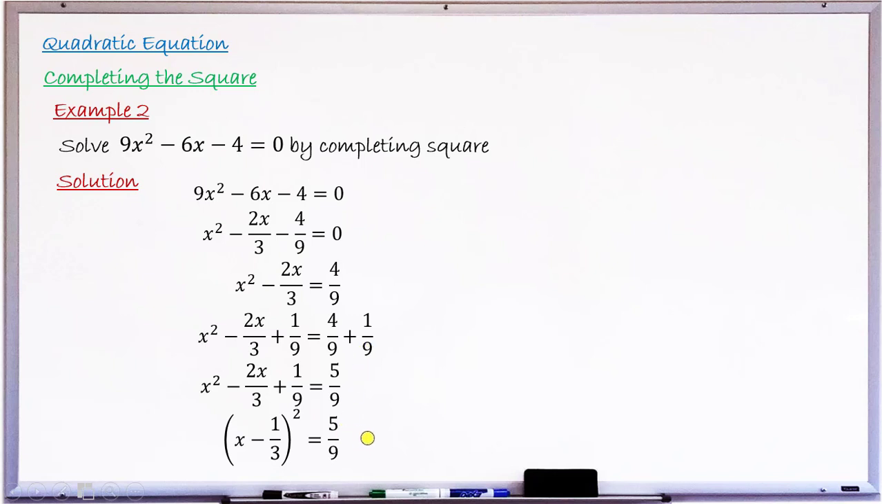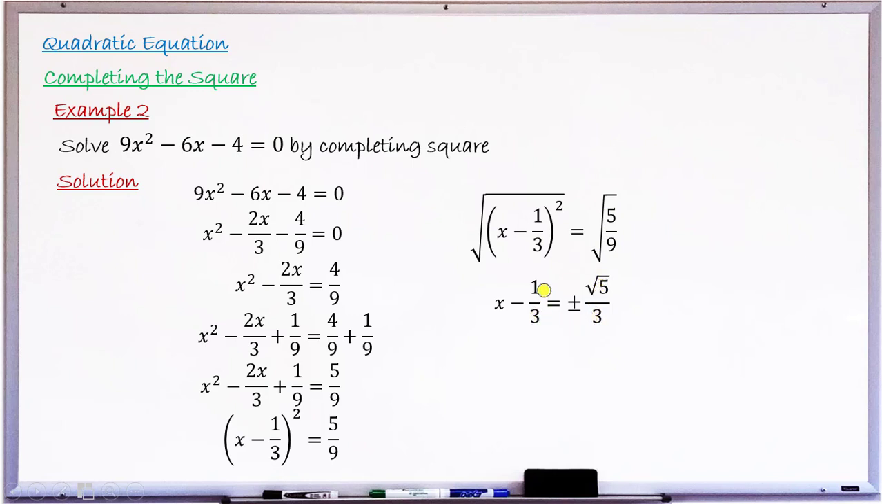So what I'm going to do next is to apply the even root property, that is to take the square root of both sides, so that I'll eliminate this power 2. Let me do that. So I'm going to have root of x minus 1 over 3 whole squared equals root of 5 over 9. You see this power 2 cancels the square root, so you're going to have x minus 1 over 3 equals plus or minus root of 5 all over 3. 5 is not a perfect square number, so you leave it in the root form, but the square root of 9 gives you this 3 outside the root.